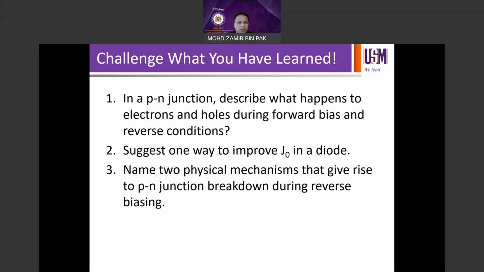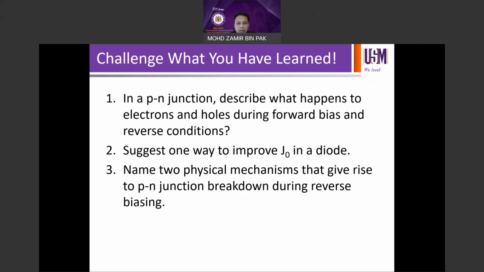So the second question here suggests one way to improve J naught in a diode. Remember last time we discussed J naught being the reverse saturation current density, or we also call J naught the leakage current, right? So try to recap the equation that involves J naught, and how do we then minimize J naught in our PN junction or in our diode, right?